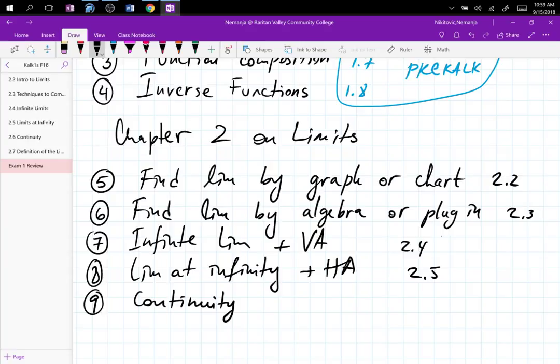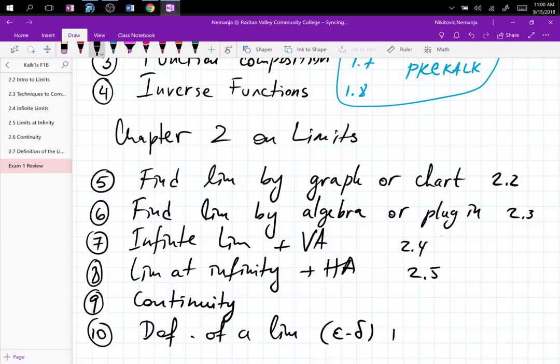And then we have those big theorems. These are the functions that are globally continuous, and then combinations of continuous functions are continuous. So quick note there, 6 different theorems and definitions in continuity alone. Number 10, definition of a limit. I'll put epsilon delta in parentheses, plus 2 graphs, which is what we just did, and that's 2.7.